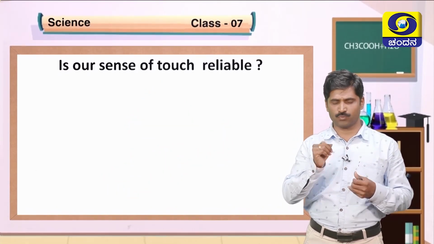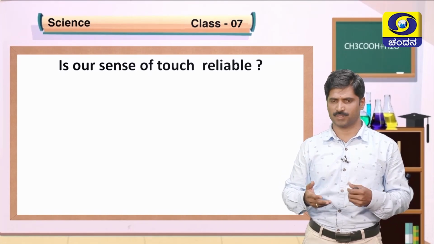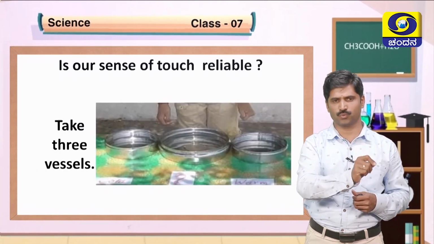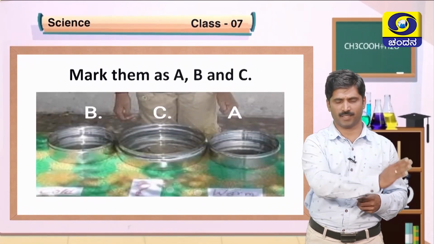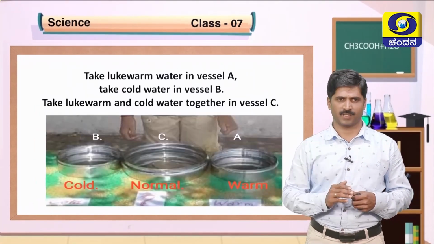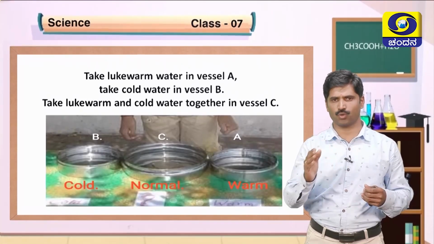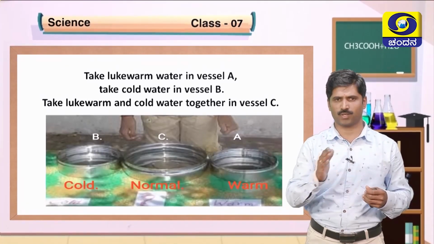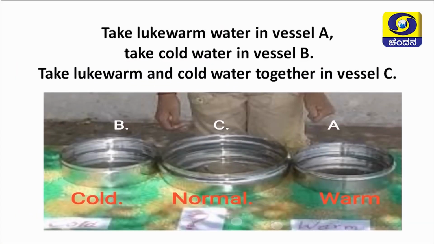Is our sense of touch reliable? That is, can we say correctly whether an object is really cold or hot? Can't we say? For this, we will do an activity. Take 3 vessels and mark them as A, B and C. Take lukewarm water in vessel A and cold water in vessel B. In vessel C, take a mixture of lukewarm water and cold water together.